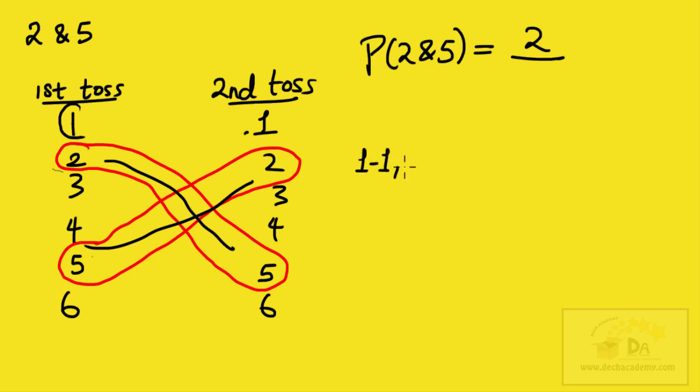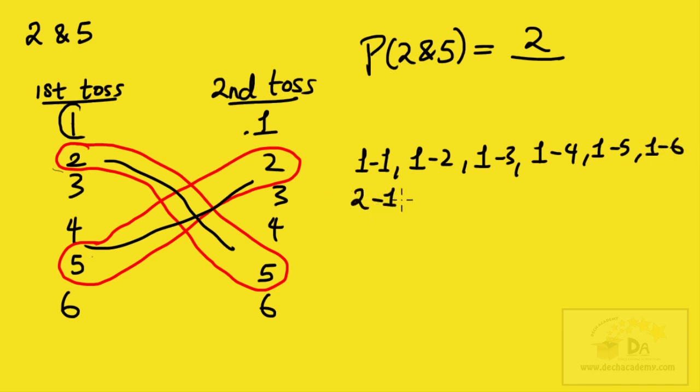You can get 1 and 1. You can get 1 and 2. You can get 1 and 3. You can get 1 and 4. You can get 1 and 5. You can get 1 and 6. You can also get 2 in your first toss, and you can get 1. You can get 2 and 2. You can get 2 and 3. You can get 2 and 4. You can get 2 and 5. You can get 2 and 6.